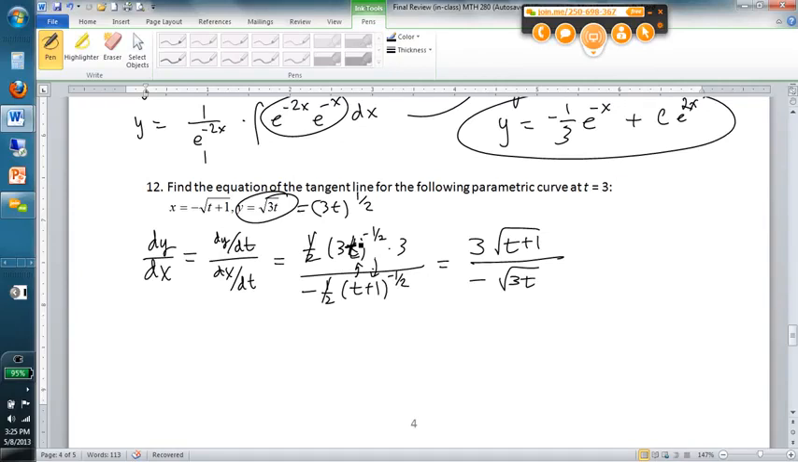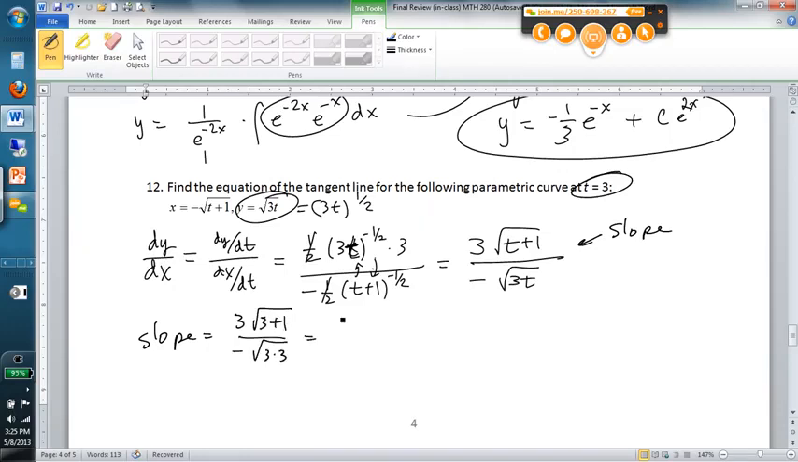What does that give me, though? That gives me dy/dx. That gives me the slope, right? Derivative is slope. I want the slope at t equals 3, so the slope is going to be 3 square root of 3 plus 1 divided by negative the square root of 3 times 3. That's 3 times the square root of 4 over negative square root of 9. That is 6 over negative 3. Hey, that works out. Negative 2. So the slope of my tangent line is negative 2.